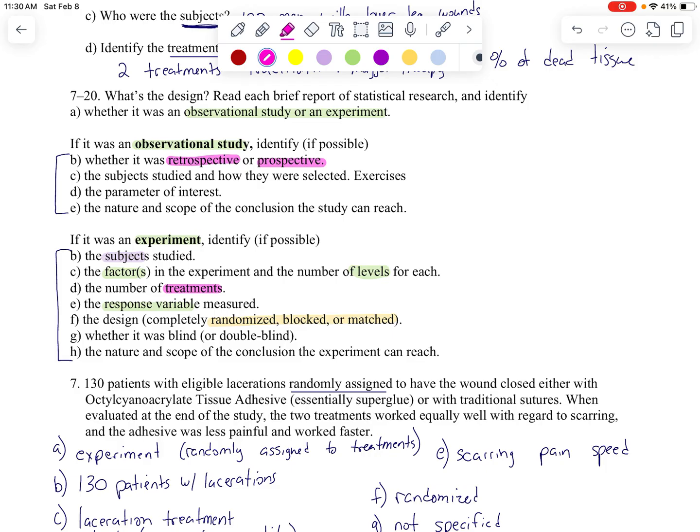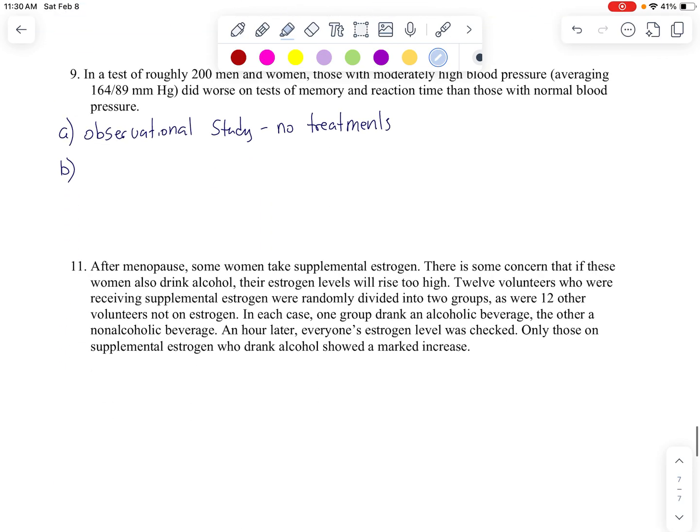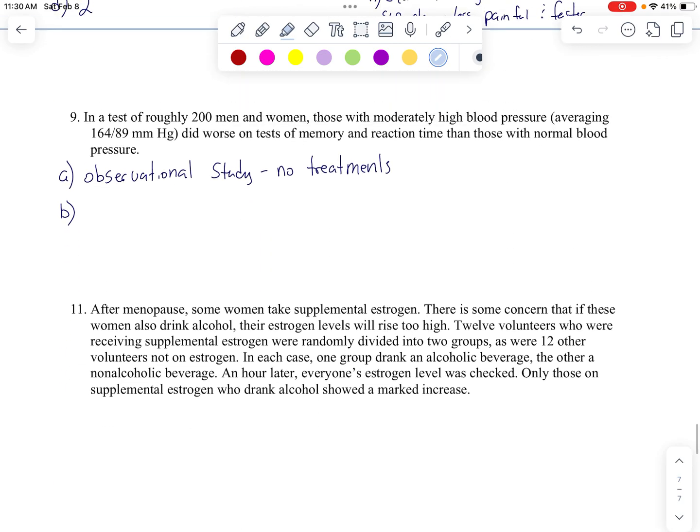Okay. How they were selected, parameter of interest is going to be the next one. Okay, what do I want to know? And then the nature and scope of the conclusion. And typically we get a canned answer of, because there's no random assignment and no treatment groups, no conclusion can be made, but we'll see what happens here.